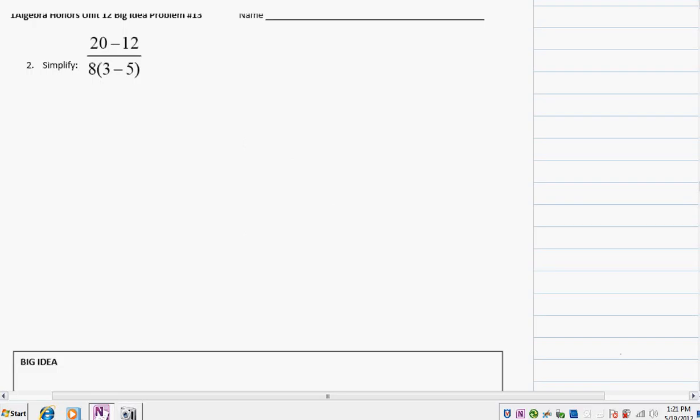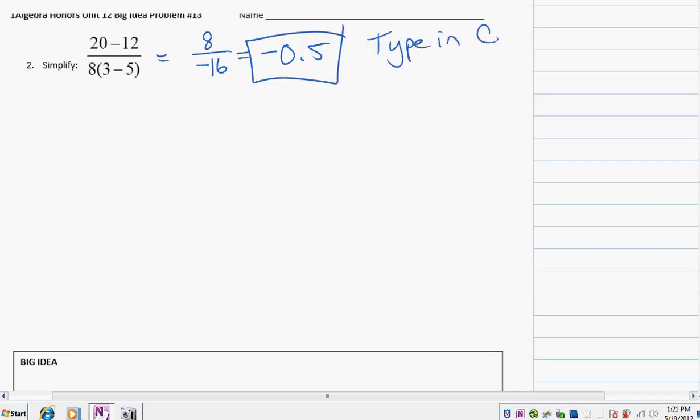Alright, so in this problem, you're going to want to solve this as many different ways as possible. Obviously, you could just type this in a calculator, and you'd get 8 on the top, and on the bottom you would get negative 16, and so you'd know that would be negative 0.5 if you typed it in a calculator. So typing it in, type in calc, is one way.